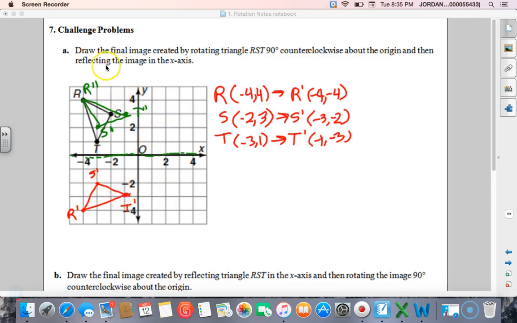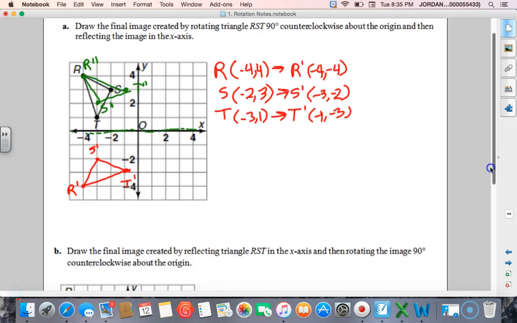But then they wanted to reflect it on the x-axis. So I had to draw my reflecting line across the x-axis and then reflect all the points. S prime was 2 away, so I made S double prime 2 away on the top side. R prime was 4 away, so R double prime is 4 away this way, and then T prime was 3 away, so it was 3 away this way to give me R double prime, S double prime, T double prime. This is my answer for part A.